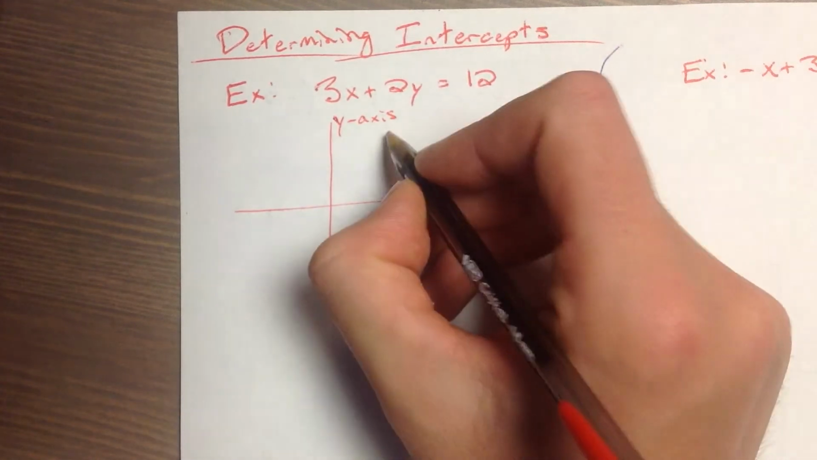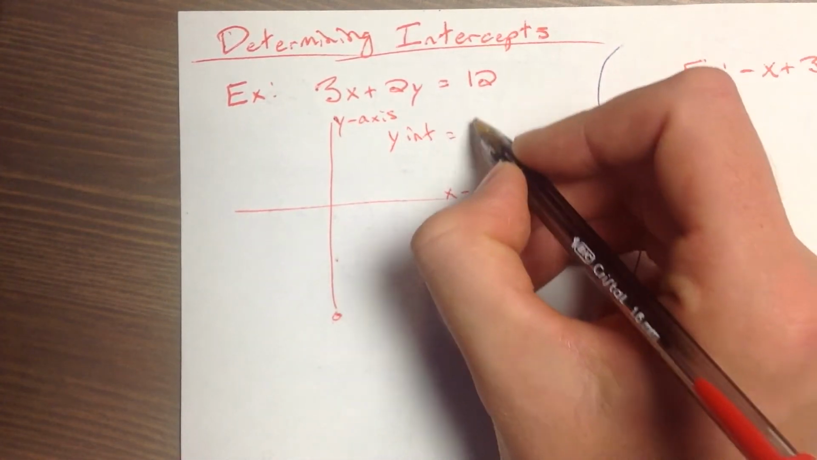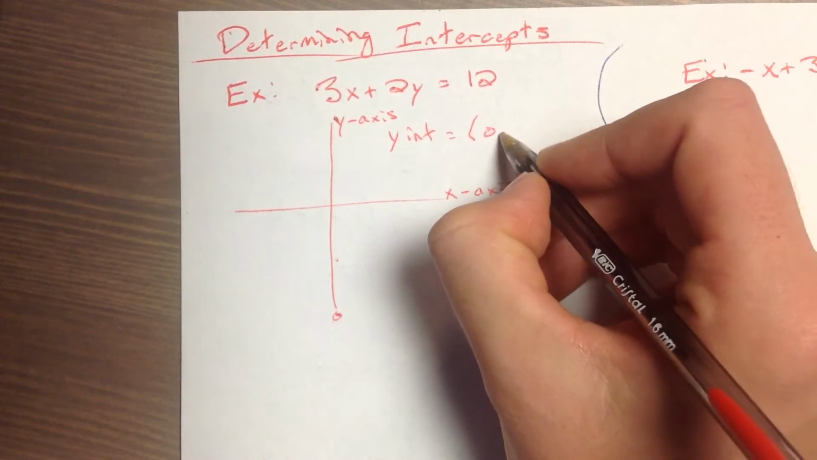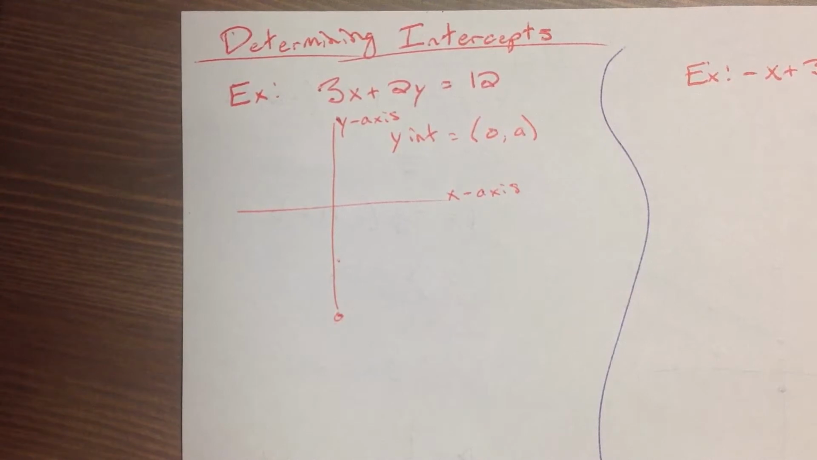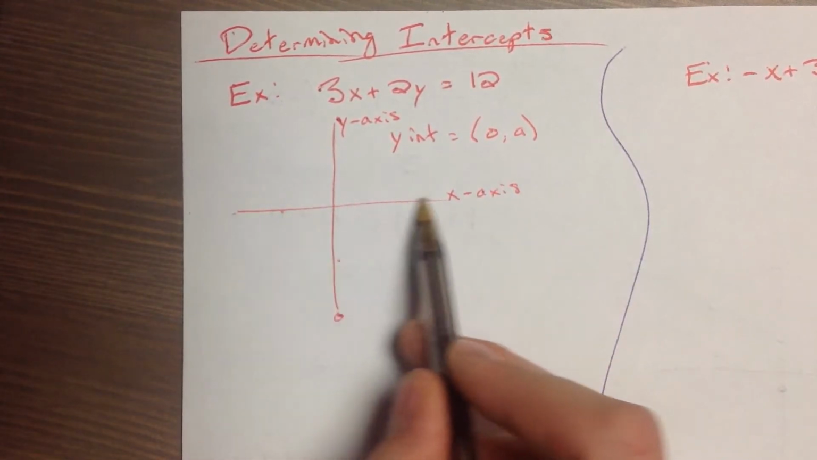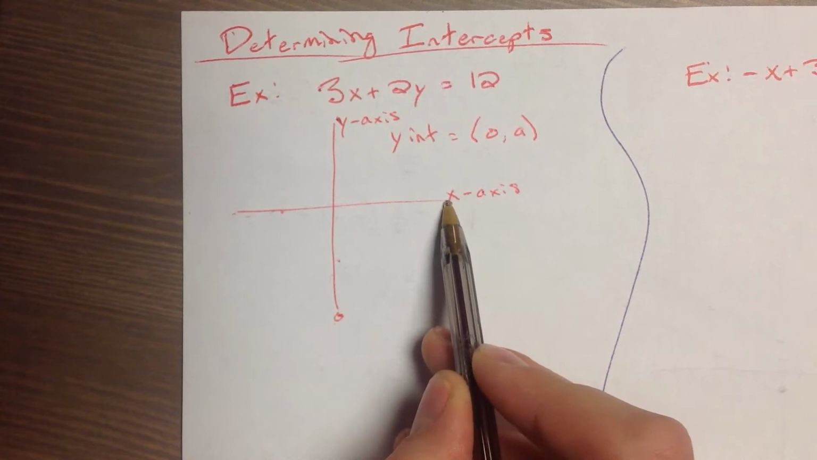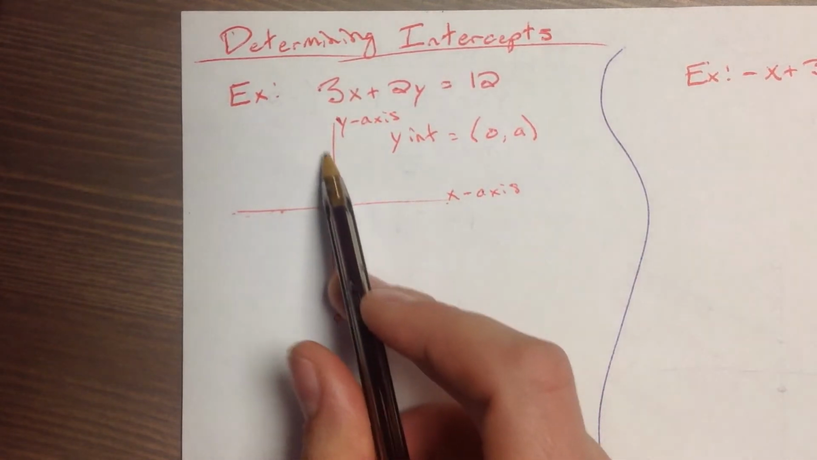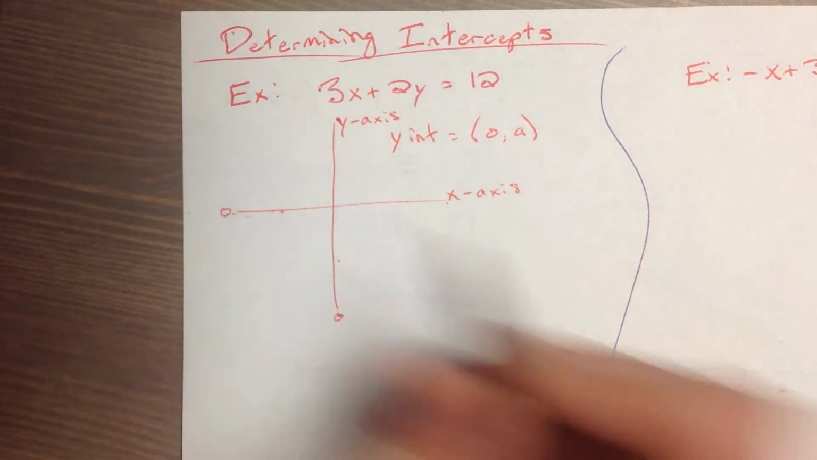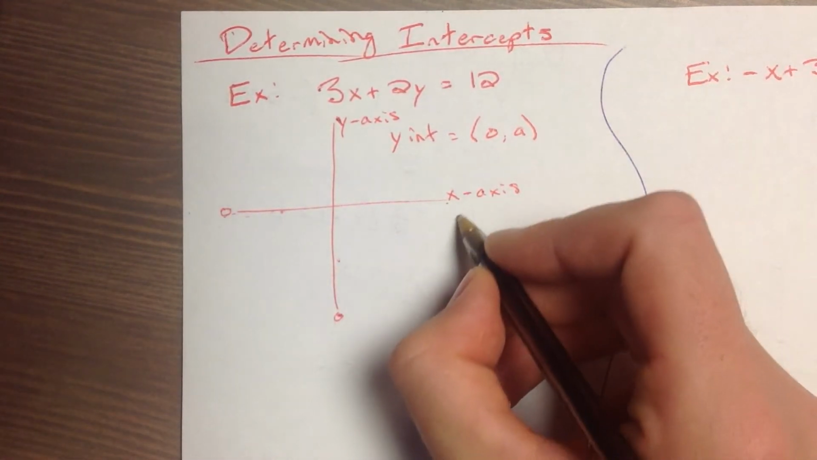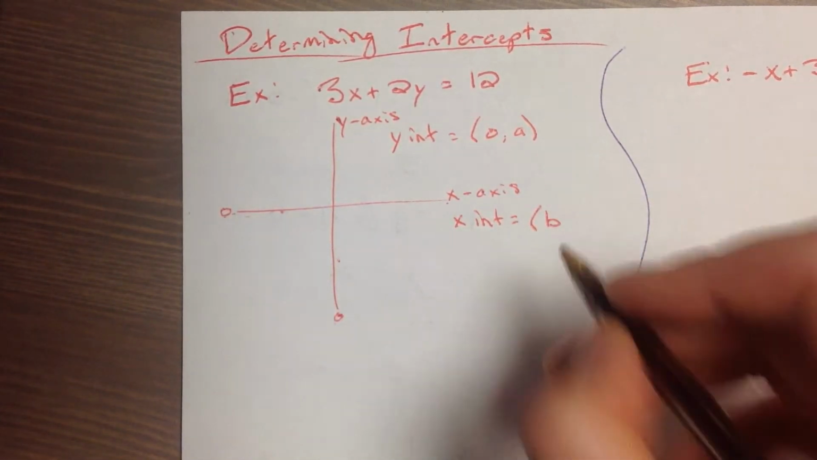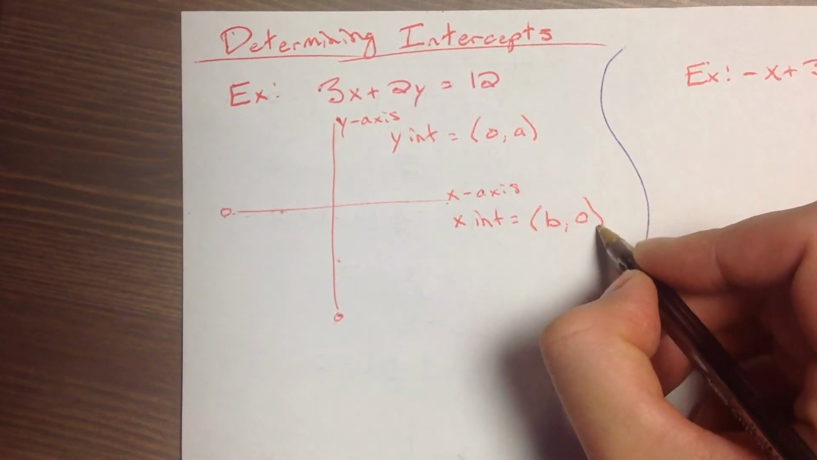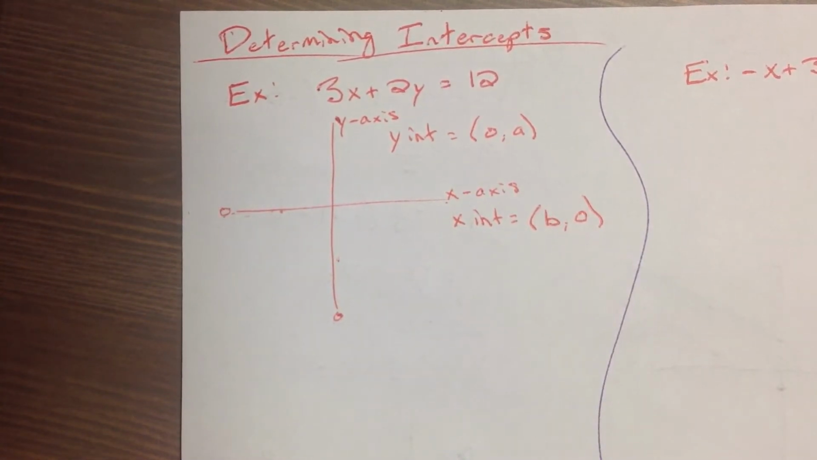And so a y-intercept takes on the form of 0 for the x and some value, we'll call it a, for the y. Similarly, if we think about an x-intercept, then x can be any value, but y in every single case is 0 here. So an x-intercept is equal to some x value, we'll call it b to stand for a number, and 0 for the y.